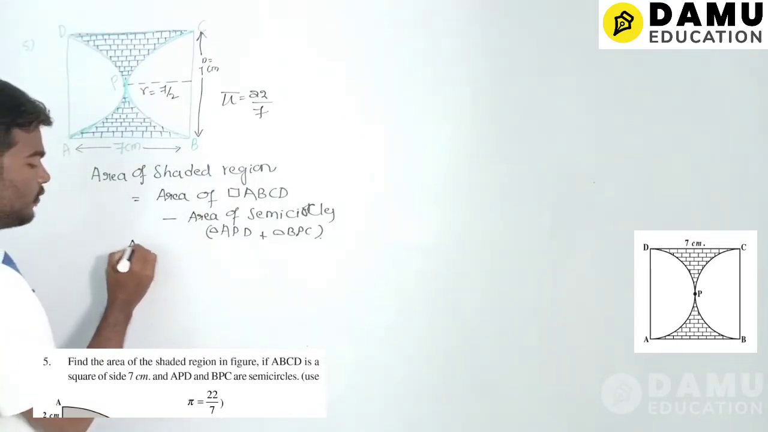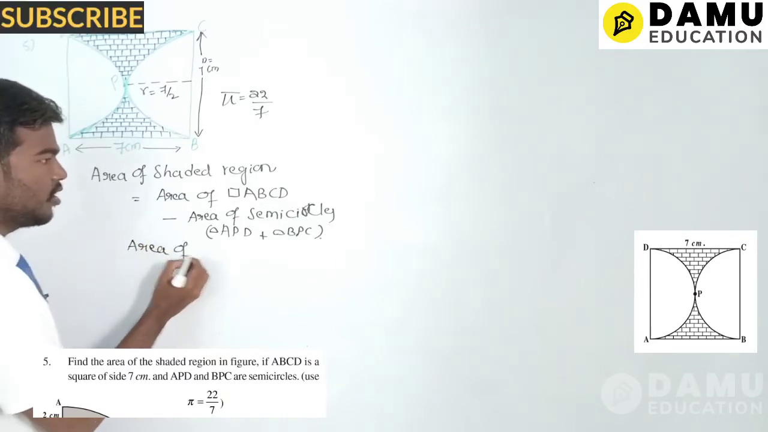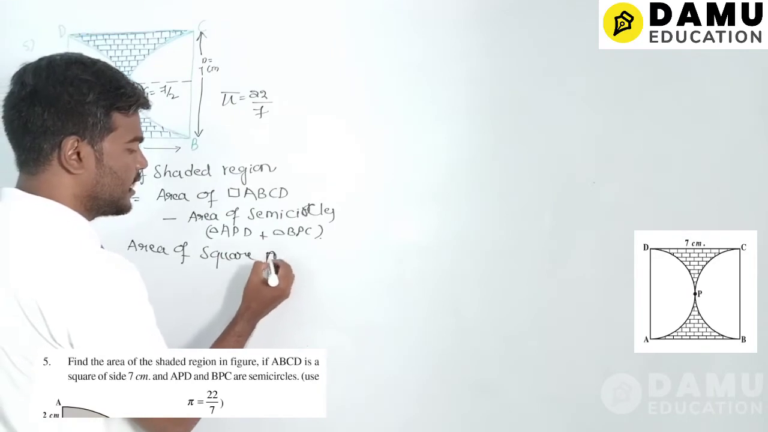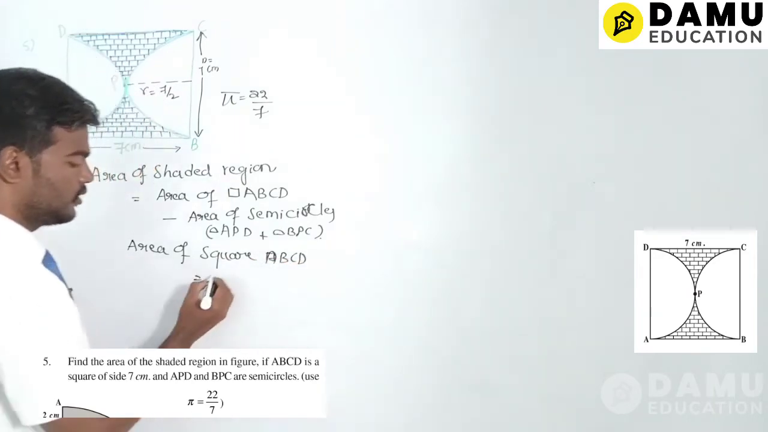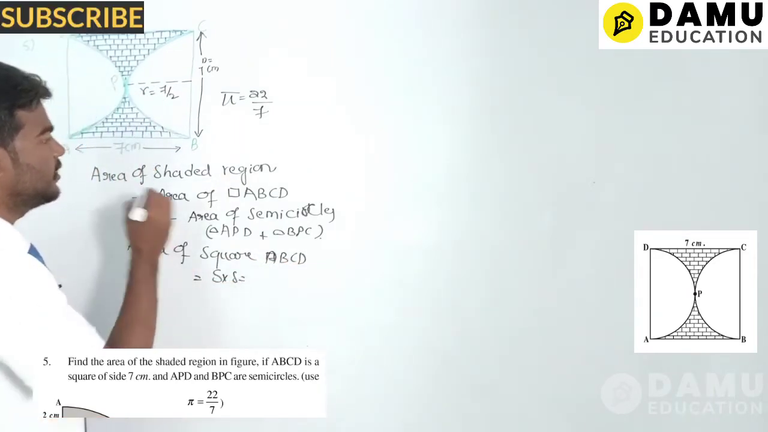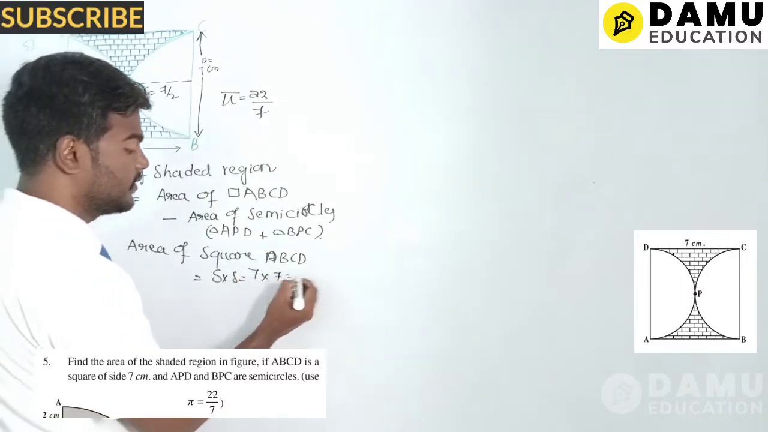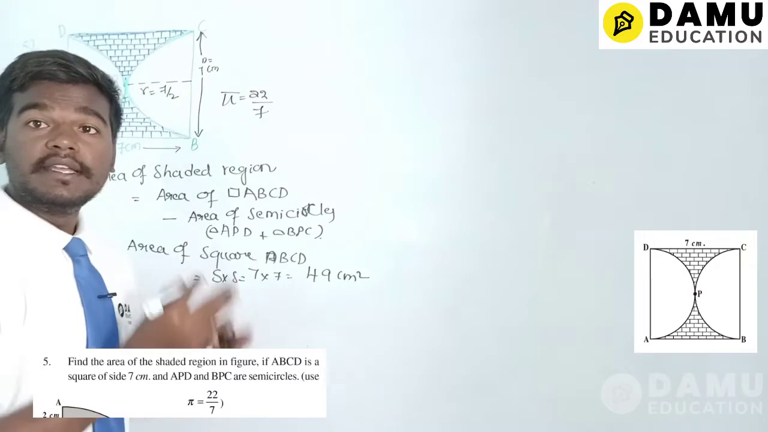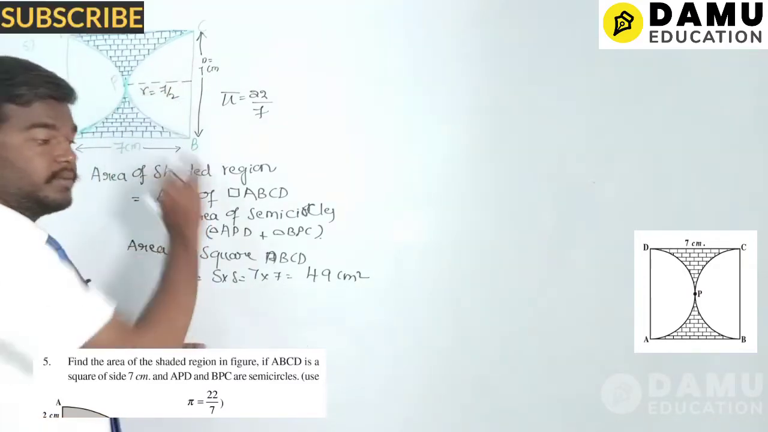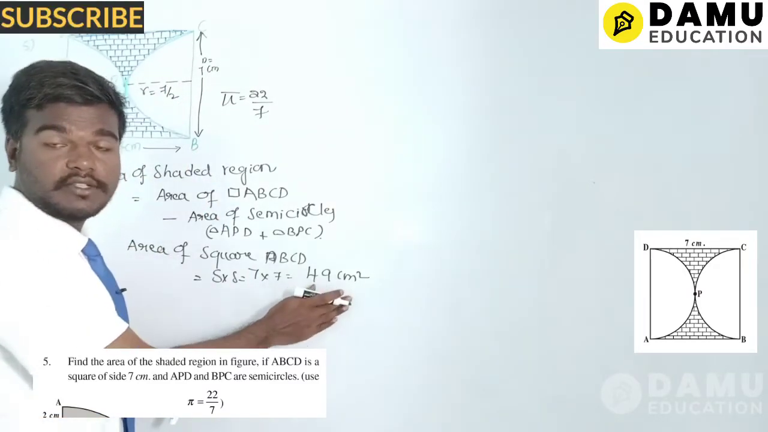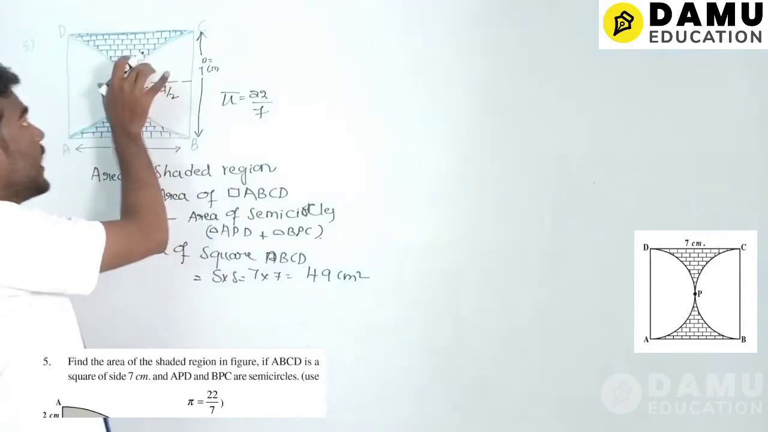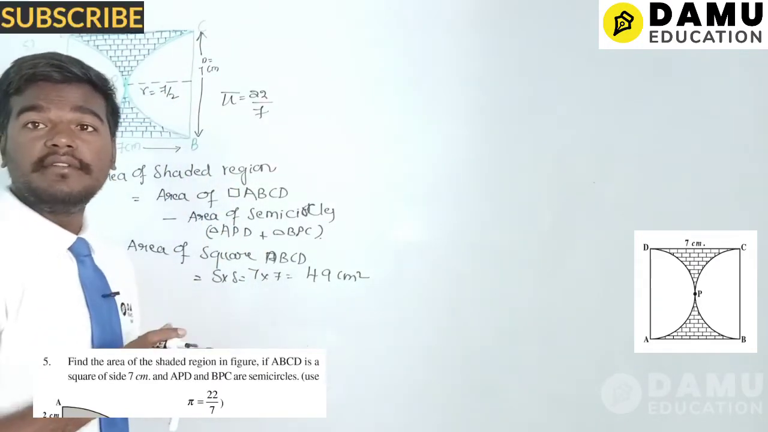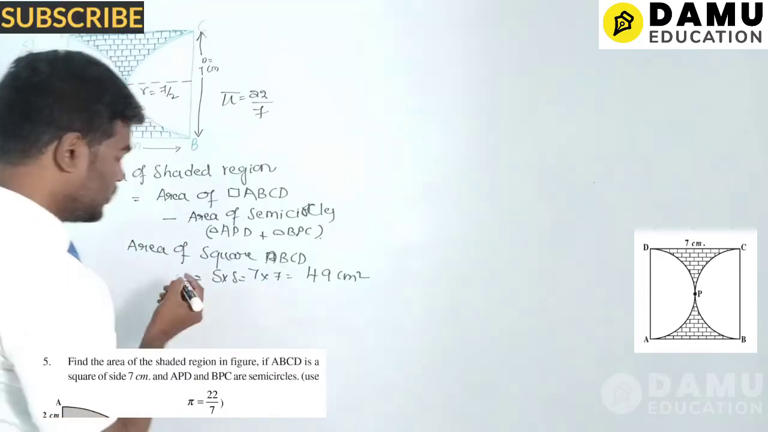So area of square ABCD will be equal to side into side. The side is 7, so 7 into 7, 7 sevens are 49 centimeter square. So the area of the total square will be equal to 49 centimeter square. From that total, if you subtract the areas of these two semicircles, then we will get the area of the shaded region.